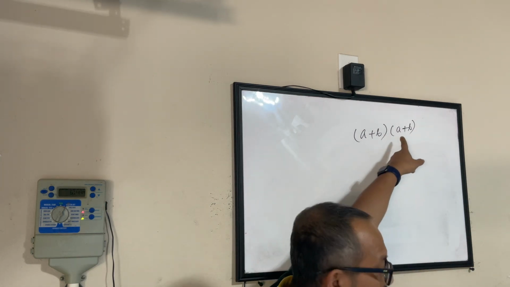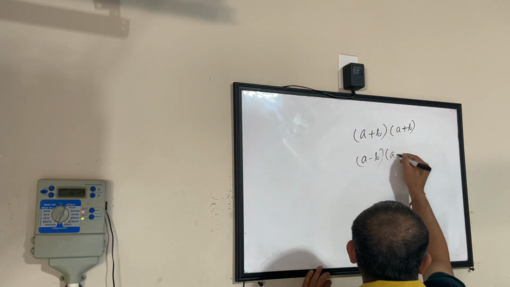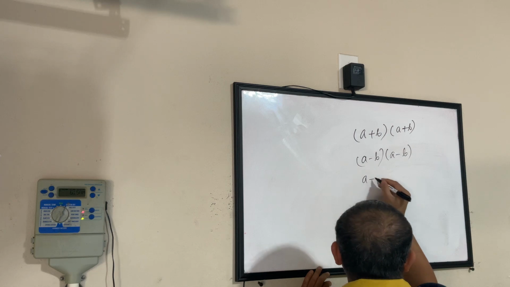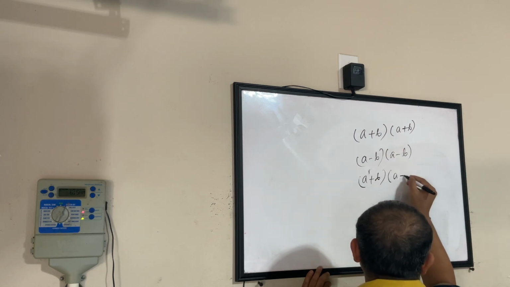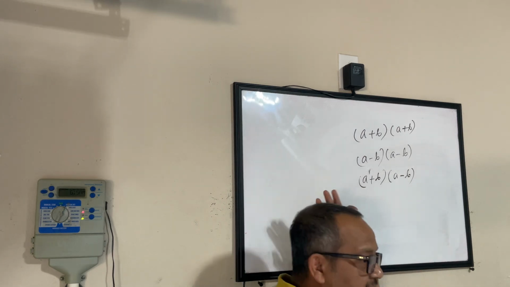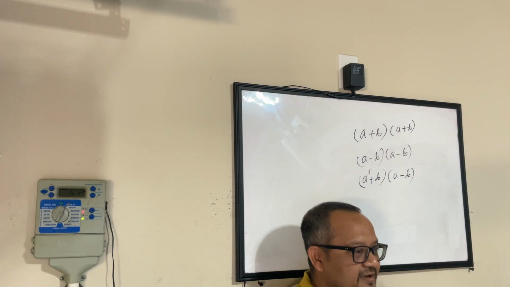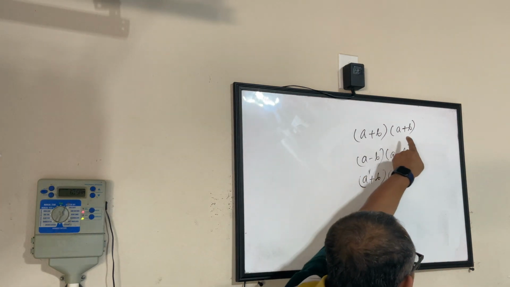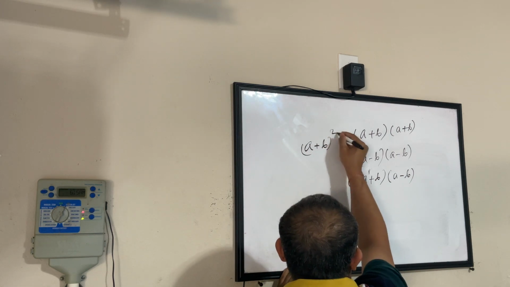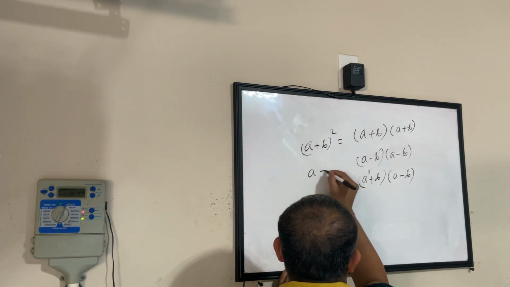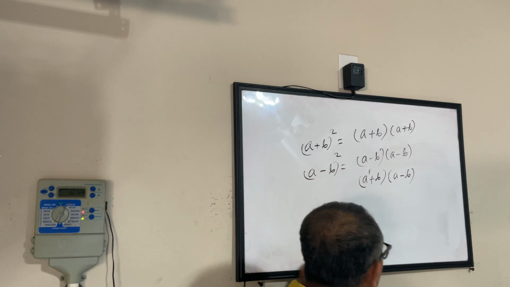I want you guys to multiply this, and multiply this, and tell me what is the answer for these three. And these three formulas will get glued with you for the rest of your life. A plus b into a plus b, which you can also call a plus b whole square. A minus b into a minus b, which you can also call a minus b whole square. A plus b into a minus b.